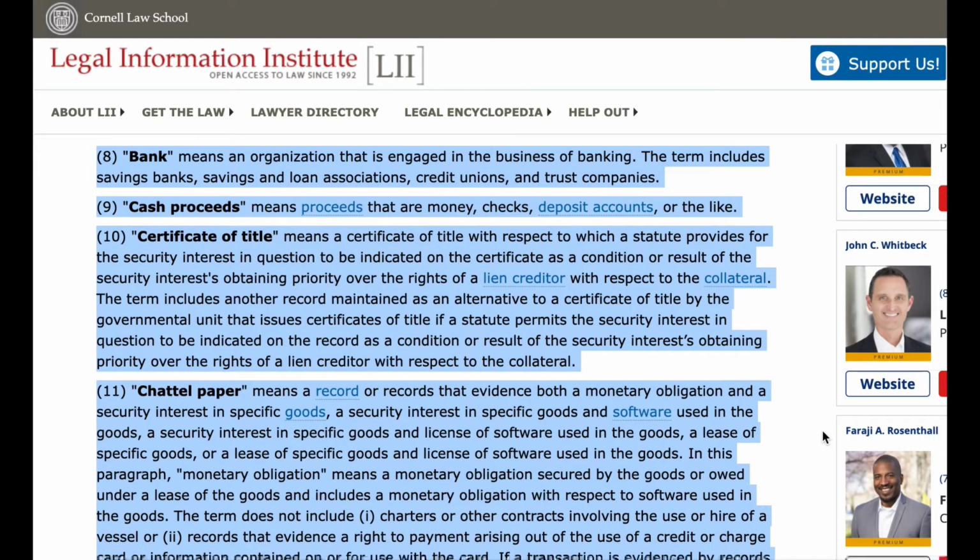In this paragraph, monetary obligation means a monetary obligation secured by the goods or owed under a lease of the goods and includes a monetary obligation with respect to software used in the goods.